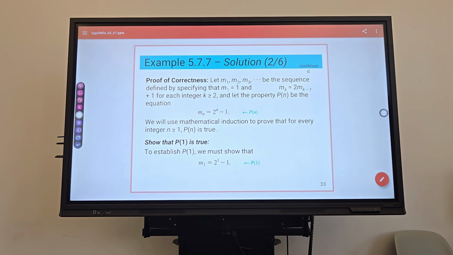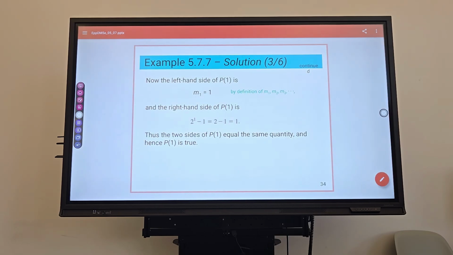So, establish P of 1. 2 to the 1 minus 1 equals 1. Now, by the definition, the left-hand side works out, and the right-hand side works out. Thus, the two sides are equal to the same quantity, and hence P of 1 is true.